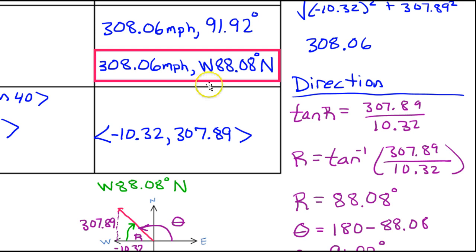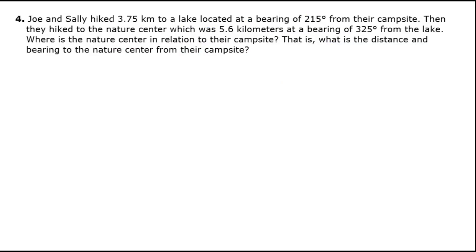So there you go. Let's go ahead and do one more problem on this video. Joe and Sally hiked 3.75 kilometers to a lake located at a bearing of 215 degrees from their campsite. Then they hiked to the nature center, which was 5.6 kilometers at a bearing of 325 degrees from the lake. Where is the nature center in relation to their campsite? That is, what is the distance and bearing to the nature center from their campsite?